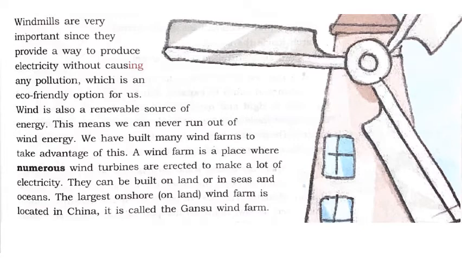Now let's understand what we read. Windmills are the need of the hour as they are eco-friendly, that is, they produce electricity without causing any pollution. Secondly, they are renewable. That means wind energy will never get exhausted, just like solar energy. Hundreds of windmills are put up to produce a lot of electricity in a wind farm. Wind farm can be built on land or in sea.